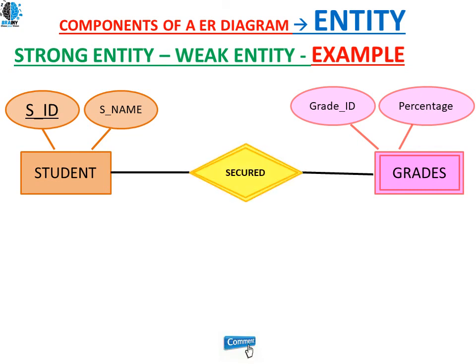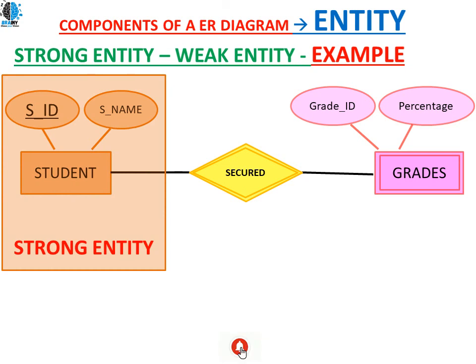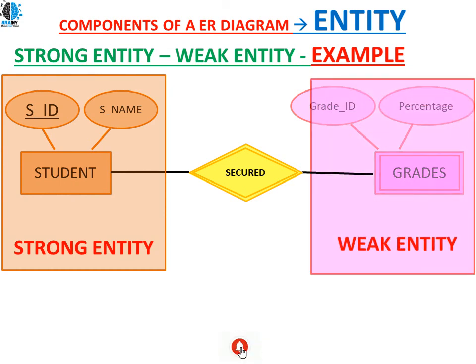So how are these two in relation? Student will secure the grades. So secure is a relationship between student and grades, and this secure is an association between a strong entity and a weak entity. That's the reason this relationship is in a double diamond. So double diamond is a relationship between a strong entity and a weak entity. This student entity is a strong entity, grades entity is a weak entity.